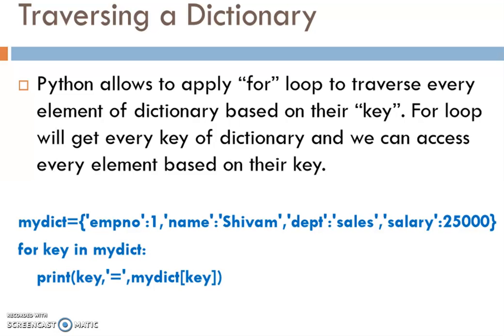While traversing this dictionary, instead of moving with 0, 1, 2, 3, it will move from first to last through all the keys. So first we read the first key, then the second key, then the third key. So it can access all the elements inside this dictionary.